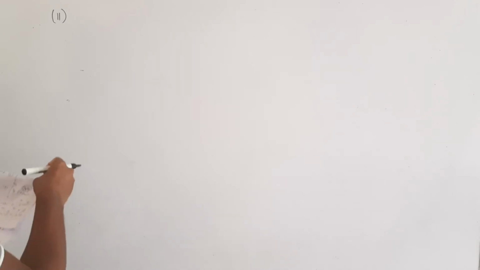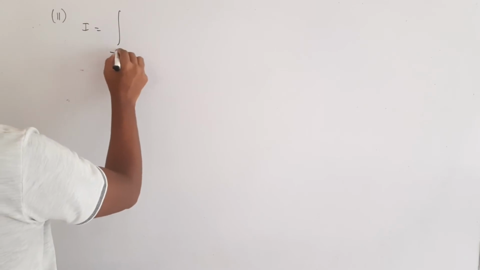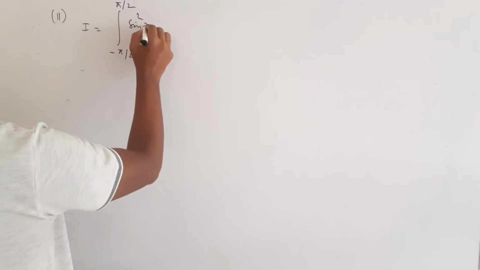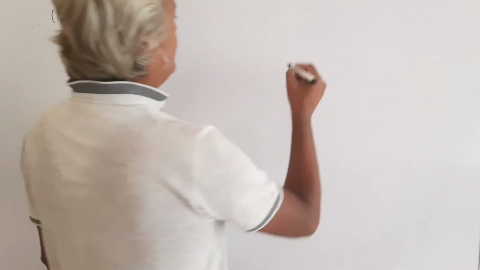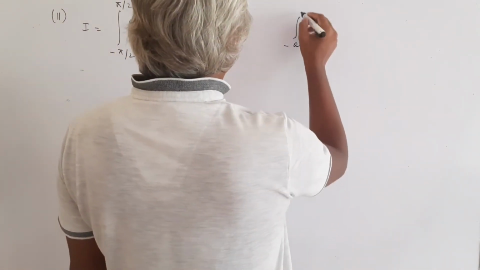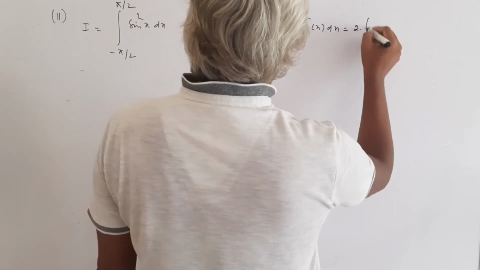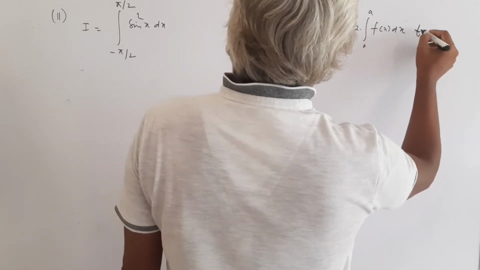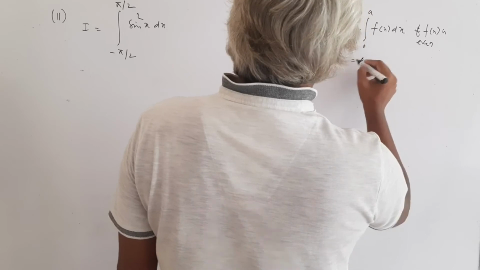So now question number 11. We have I equals integral from minus pi by 2 to pi by 2 of sin square x dx. When you see minus something to something, then again you have property like integral from minus a to a of f(x) dx equals 2 times integral from 0 to a of f(x) dx if f(x) is even, and 0 if it is odd.